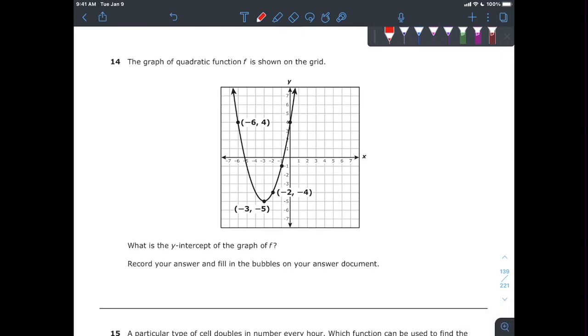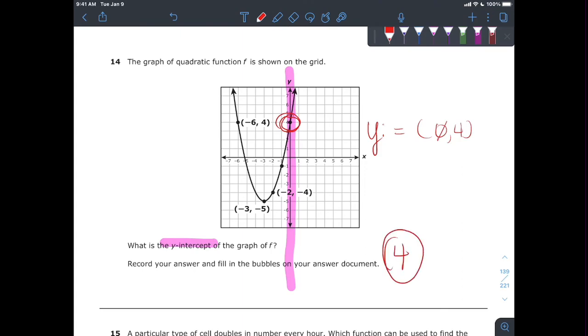So here they gave us a graph of a quadratic function named f, and they're asking us what the y-intercept is. So I'm going to go ahead and take a look at the y-axis. This is not something you need to do in the calculator. I see my y-intercept here, and it is located at 0, 4. So I would bubble in 4.